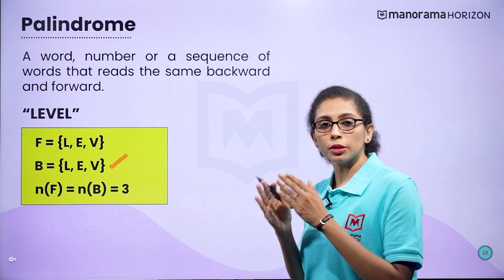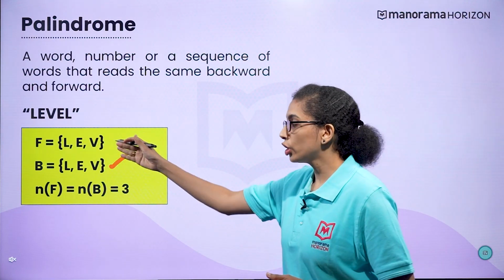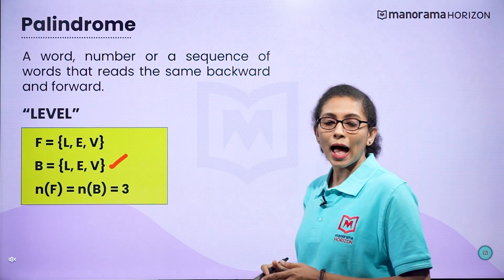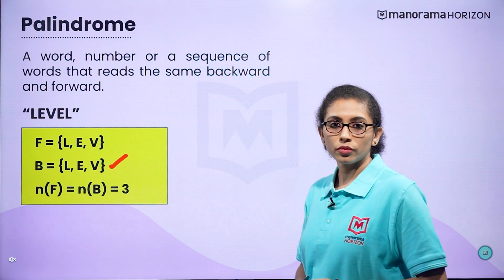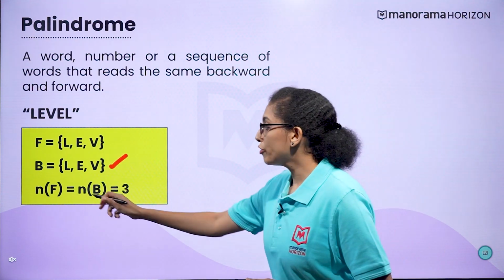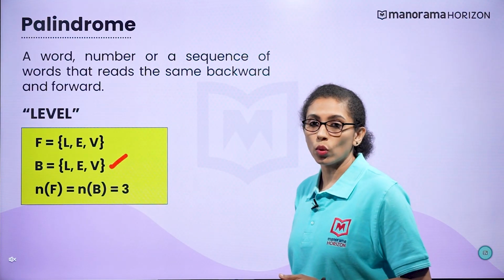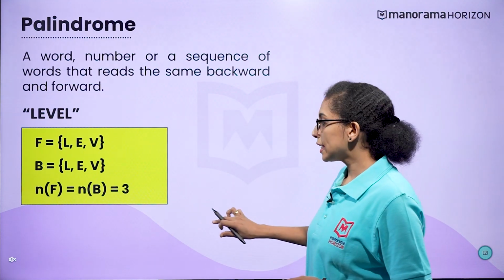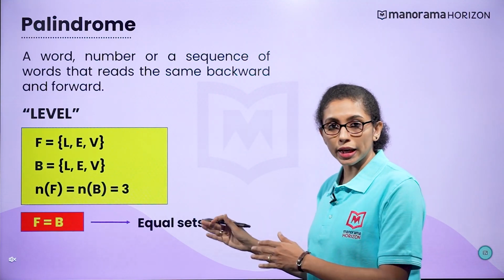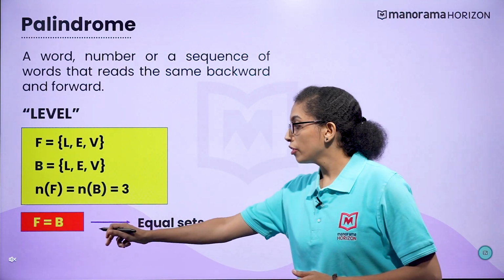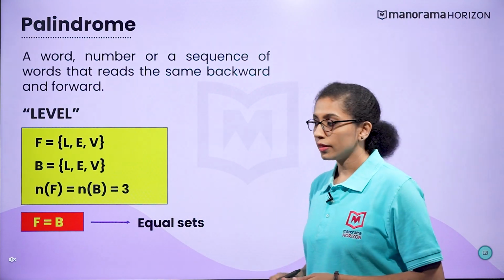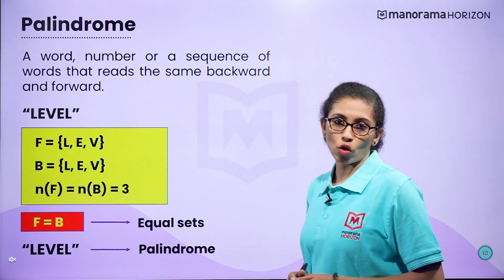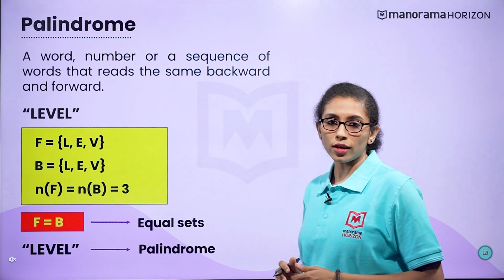We have omitted the repeating letters L and E in both sets. Here, set F and set B have the same elements listed in them. Also, n(F) = n(B) = 3. Alright? Therefore, set F is equal to set B. We can write F = B. Thus, we can say the word LEVEL is a palindrome. Next, we will see what are subsets.